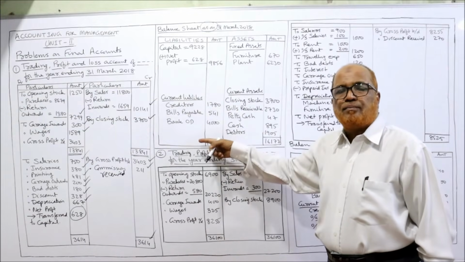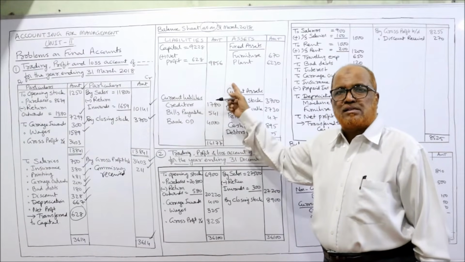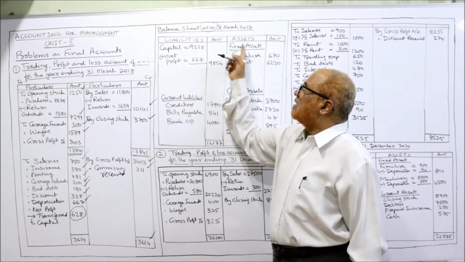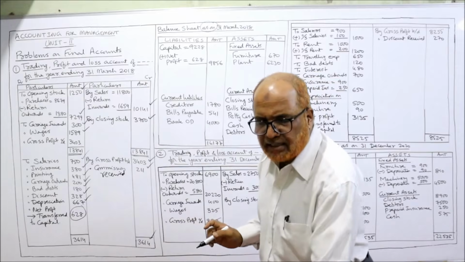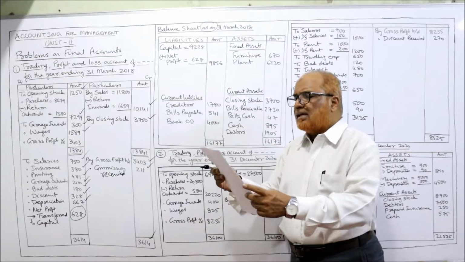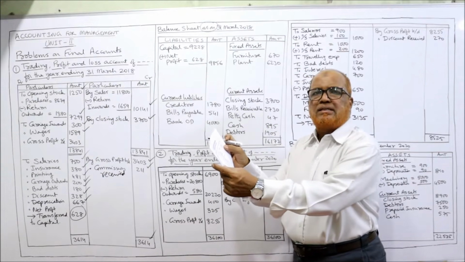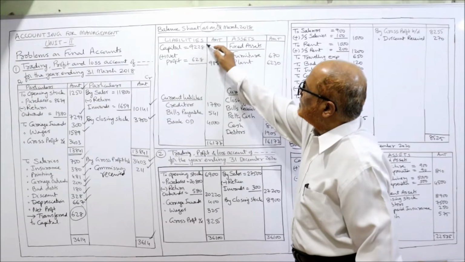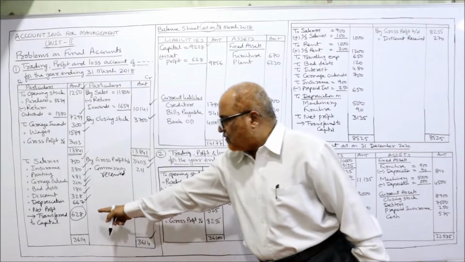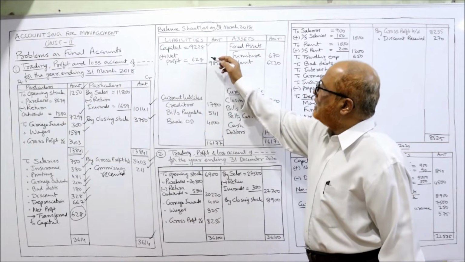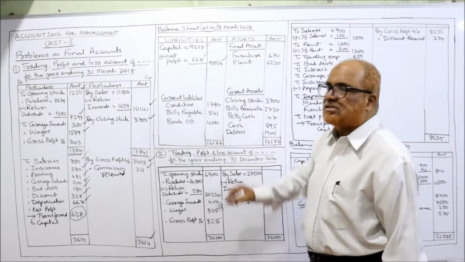It's a statement consisting of liabilities and assets. Left hand side liability and right hand side assets. Now, first of all, we'll take the capital. The capital is given in the problem, 9228. So capital 9228. To capital we add the net profit. How much net profit? 628. Add up 628, we will get 9856.